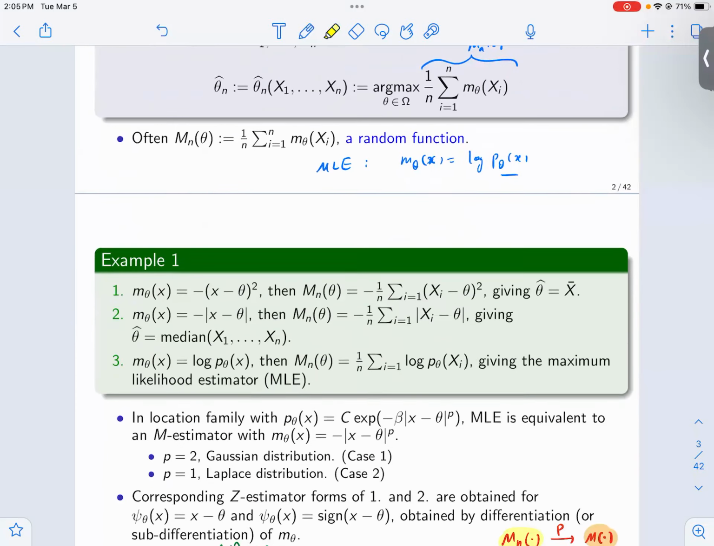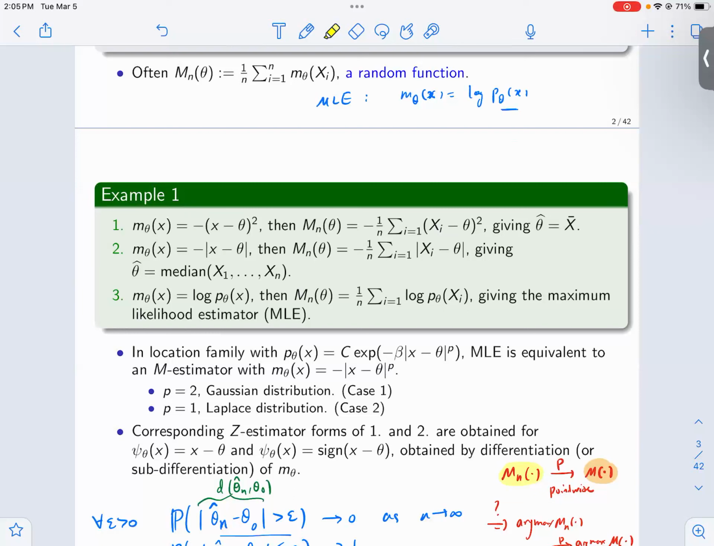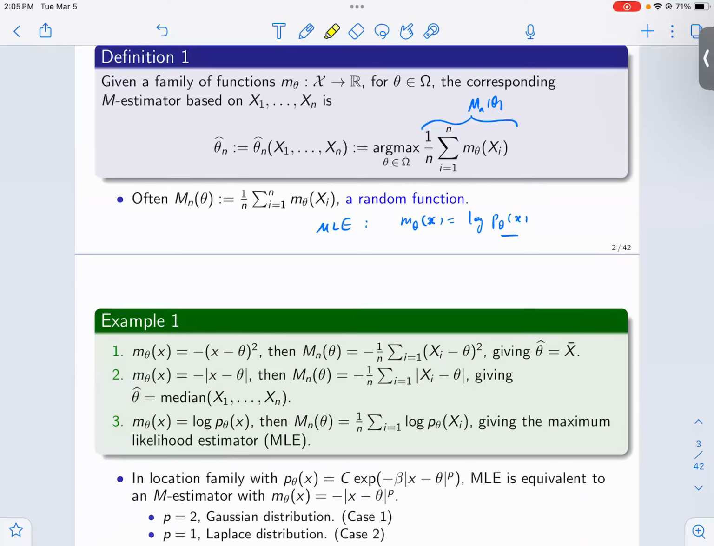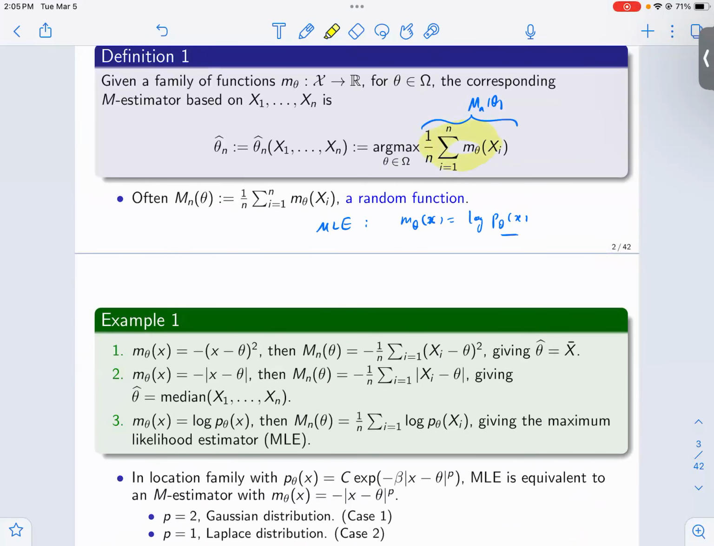You've seen, for example, that even if you don't have a likelihood, you can take the sample mean as an example, and get the sample mean minus this function. So this capital M_n is the notation for this empirical average, and this little m_theta is just this basic function that goes into building this estimate.